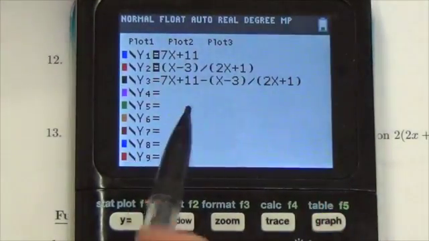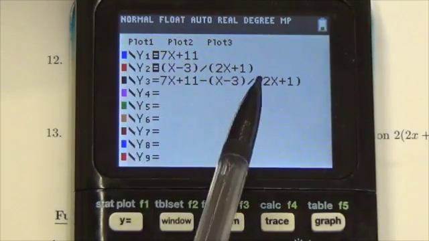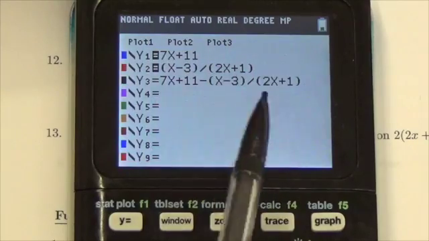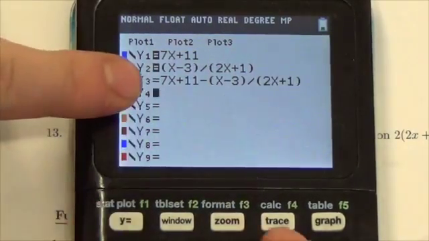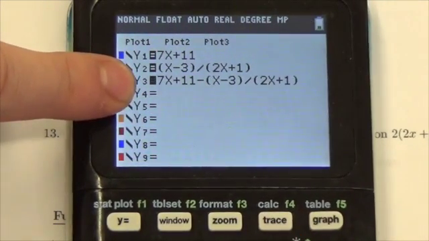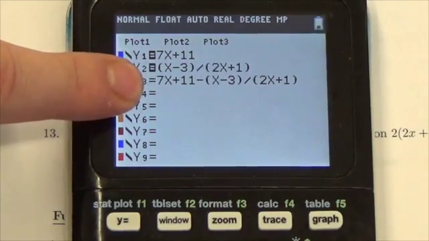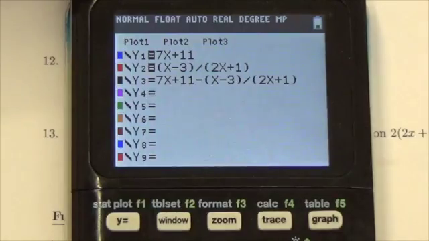I've already entered the equations into my calculator. This is the left side, this is the right side, and then what I did is I brought the right side over. Notice I've turned off the equal sign here. Normally it looks like that, but if you move your cursor onto that equal sign and press enter, it turns it off. So the calculator won't graph this one. It's just sitting there waiting for me.